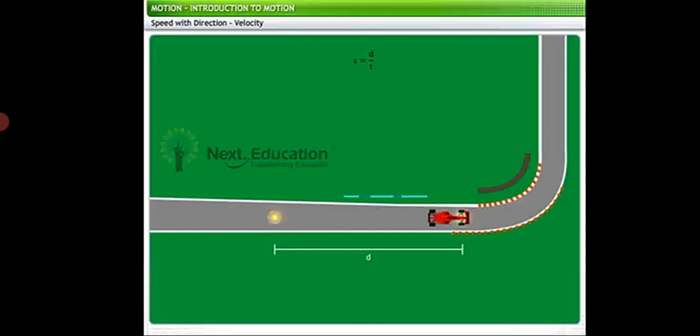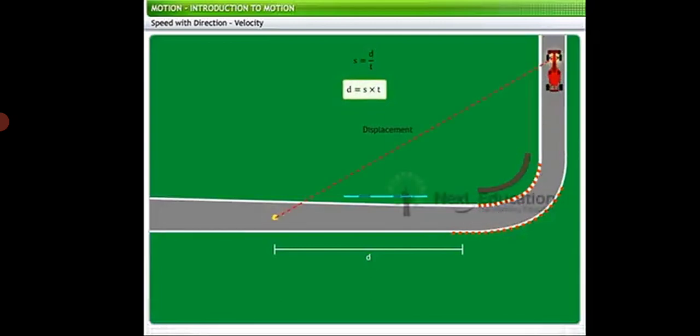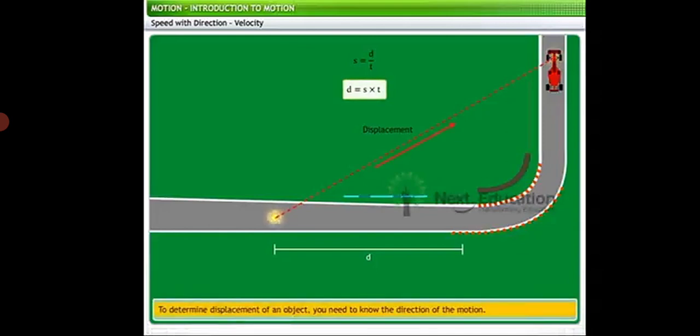Speed s is equal to d divided by t, therefore d is equal to s into t. However, it does not give the displacement of the object. To determine the displacement of an object, you need to know the direction of motion along with the rate of motion.